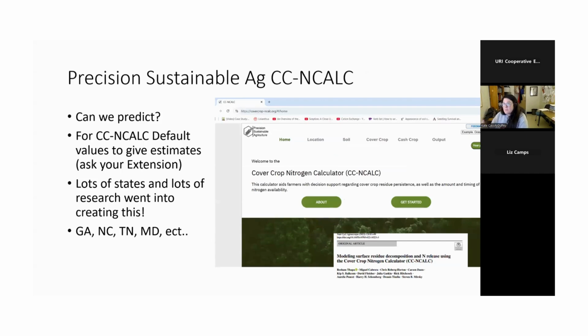All right, so can we predict it? There's been a lot of work over the past, I don't know, 20 or 30 years trying to predict nitrogen availability from cover crops. And they have recently come out with this tool. This is a big group. They're down here at the bottom from Georgia, North Carolina, Tennessee, Maryland, and other states all working together. They pull in a NASA weather station to figure out your local weather conditions. And they help predict nitrogen using this tool. So I would highly recommend looking up this cover crop nitrogen calculator.